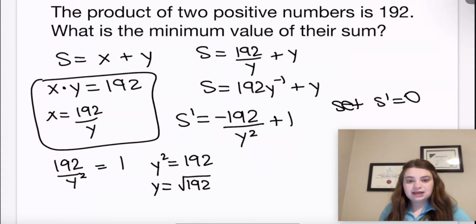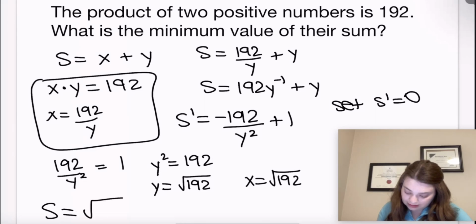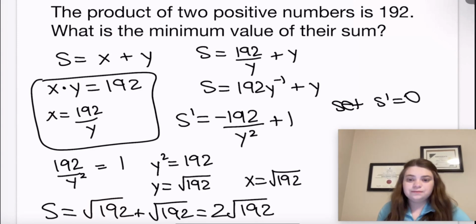All right, so if that's the case, what would x be? Well, if y times x has to be 192, then as you can imagine, x would have to also be the square root of 192. And so what is the minimum value of their sum in that case, if both of them are root 192? Well, their sum would have to be root 192 plus root 192, which is equal to 2 root 192.